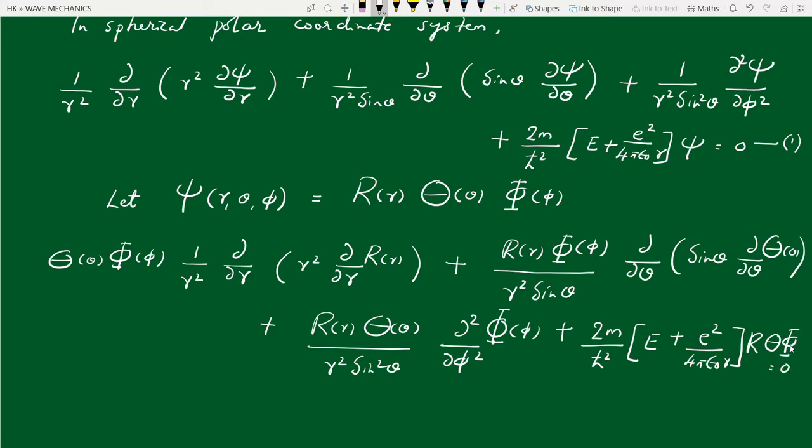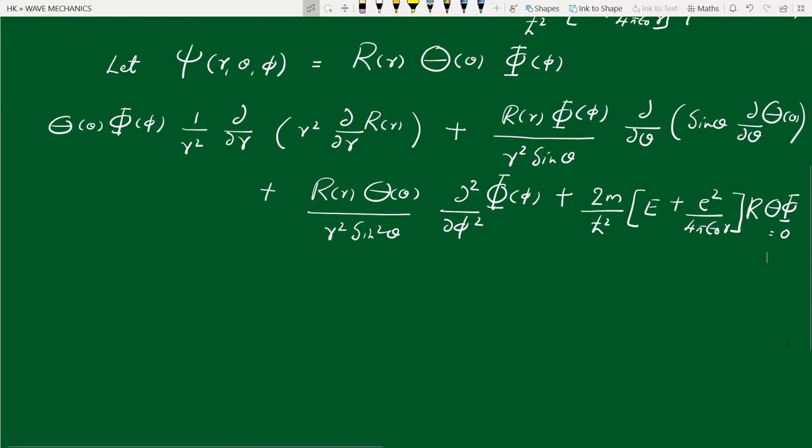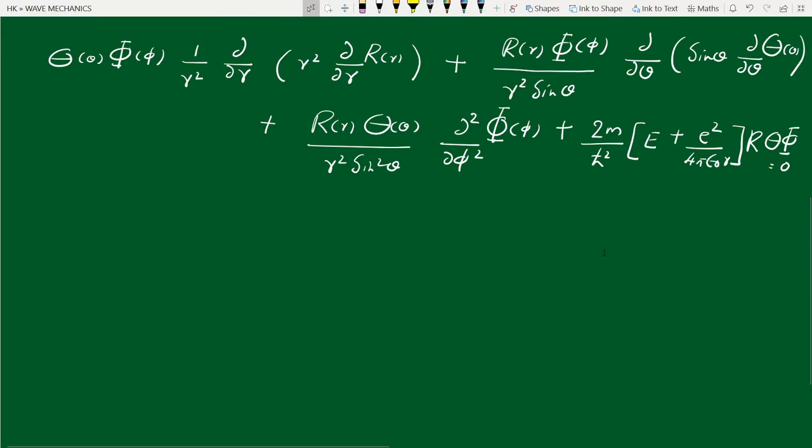So we have substituted for psi in terms of r, theta and phi. Now the next part is to divide throughout with this r theta phi. That means divide throughout with the wave function. Okay, so let us see what we get. When we divide throughout with r theta phi, in the first term, this theta and phi will cancel with the r theta phi in the denominator, so only the r term will be there.